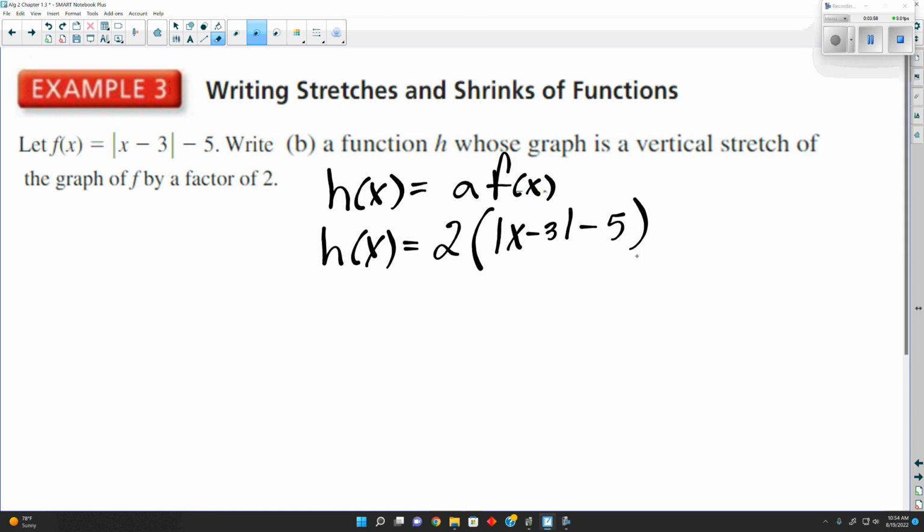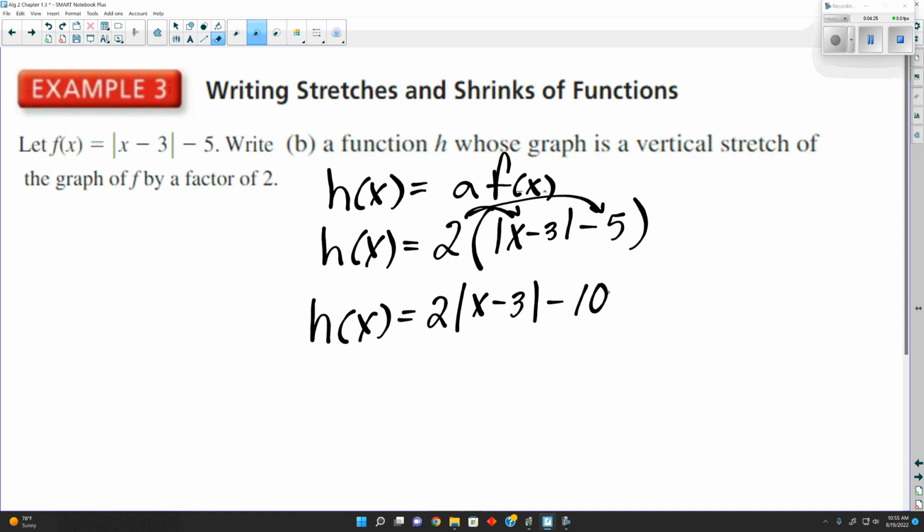Now all we need to do is distribute the 2. So multiply it by the absolute value and by the negative 5. Now we multiply 2 by the absolute value. We're really just putting 2 times the absolute value of x minus 3. We're not going to distribute or multiply the 2 into the absolute value. We'll just have it out front. Now the other part we have to do is 2 times negative 5. And 2 times negative 5 would give us negative 10. And that would be it there. Questions on this here?